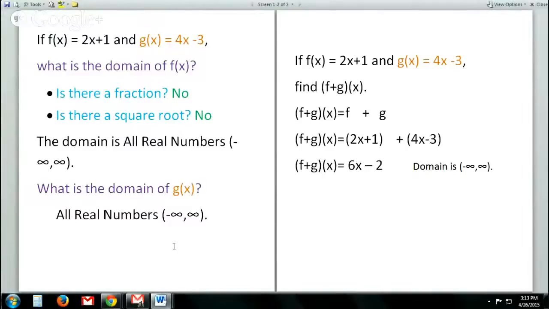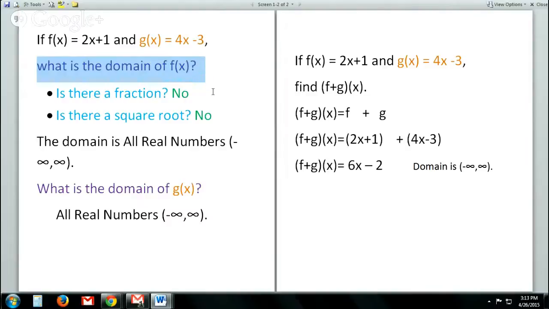Let's talk about finding domain and also combinations and compositions with functions. Here we've been given two functions. F of x is 2x plus 1 and g of x is 4x minus 3. First, let's see if we can find the domain of f of x.